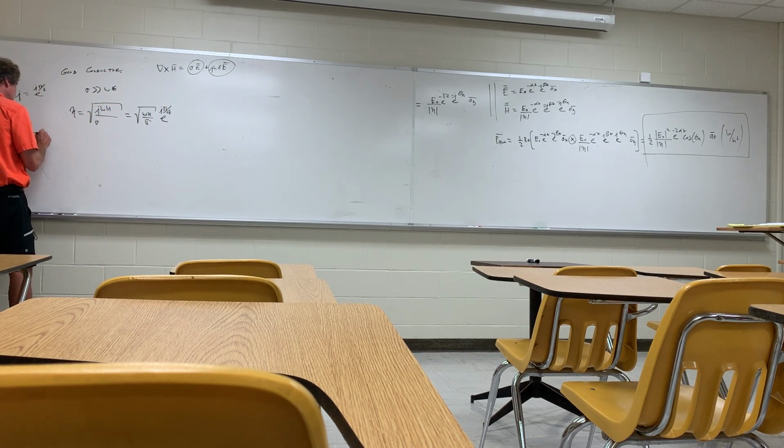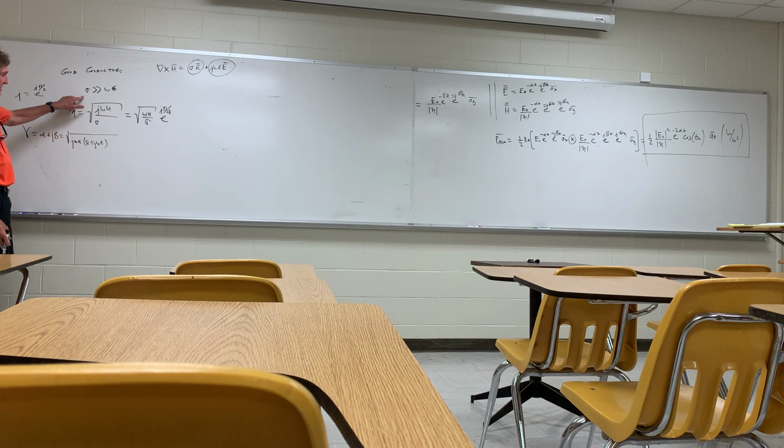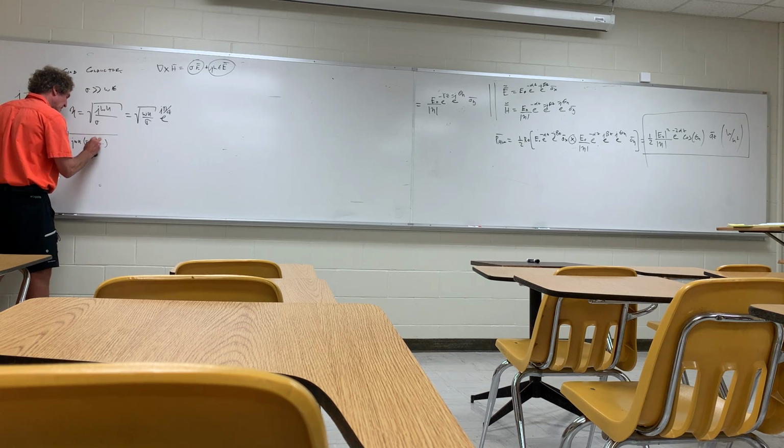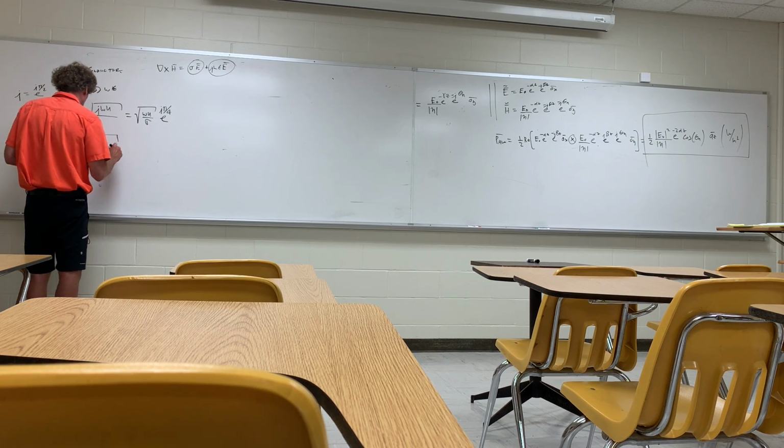I know gamma is equal to alpha plus j beta, which is equal to the square root of j omega mu times (sigma plus j omega epsilon). But if sigma is much, much greater than omega epsilon, I can erase that term, can't I? So now I have this. And what does this become?